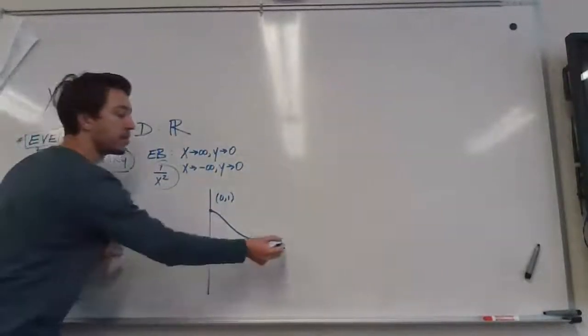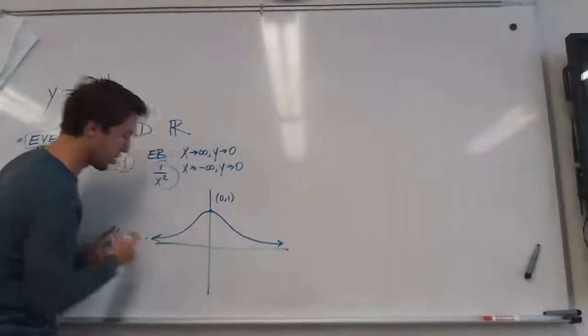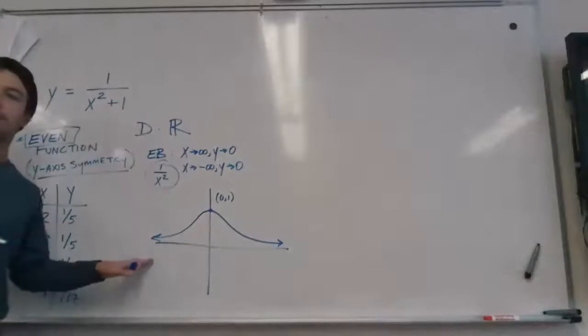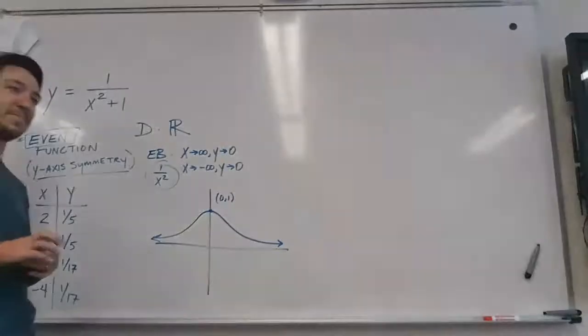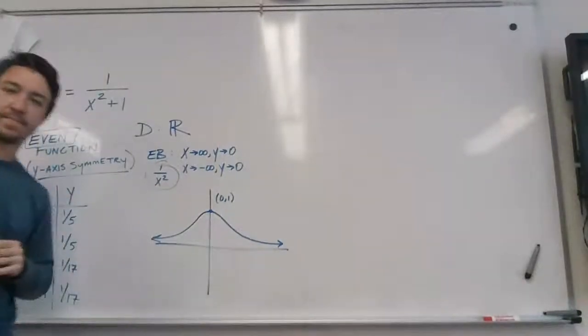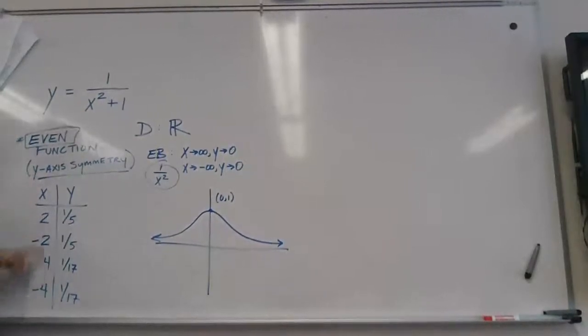There's me approaching 0. How about the left side? Mirror image. There's my graph. Mr. Humpty Dumpty. Love this guy. It's beautiful. Camel hump. All right. Any questions on that, guys? What makes it an even function? The y-axis symmetry.